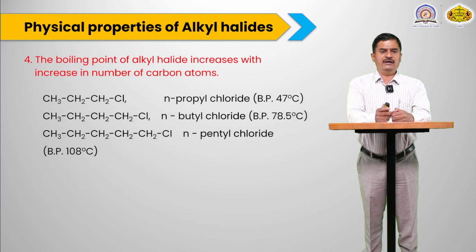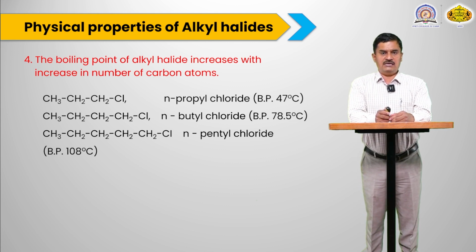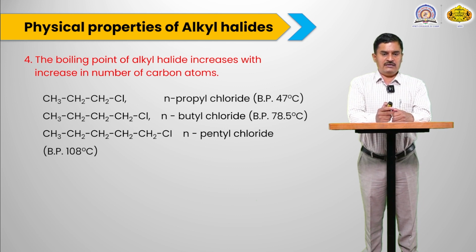Another property, boiling point of an alkyl halide increases with increasing number of carbon atoms. We know if the carbon atoms increase, then van der Waals forces increase. Area of van der Waals forces increases, then boiling point also increases. For example, n-propyl bromide boiling point is 47 degrees Celsius, while n-butyl chloride boiling point is 78.5 degrees Celsius, while in case of n-pentyl chloride boiling point is 108 degrees Celsius.